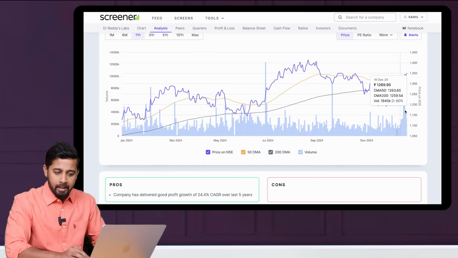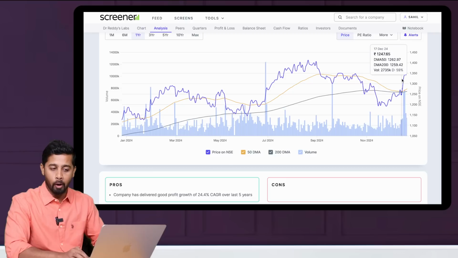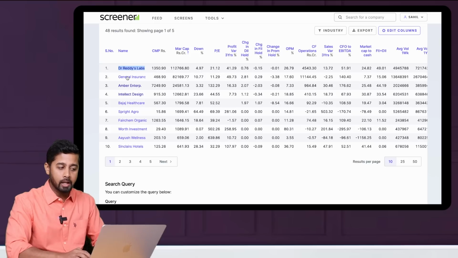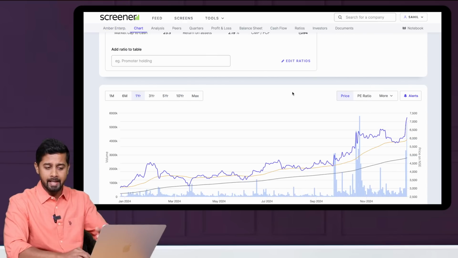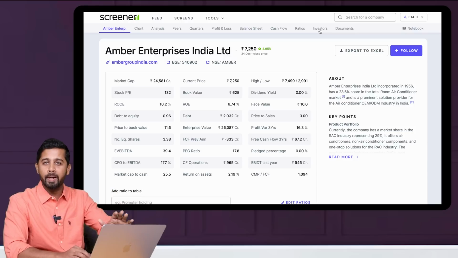So the volumes have increased. You can see recently the share is going up and the volumes have increased by a good amount. Right? So that is positive news. Then what else we have? General Insurance, Amber Enterprise. So if you look at Amber, look at this, very high volume and the share has increased. So looking good in terms of momentum. Of course, this is only momentum based. You have to deep dive.